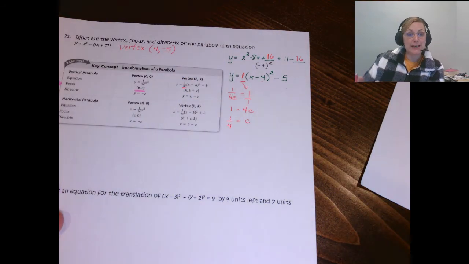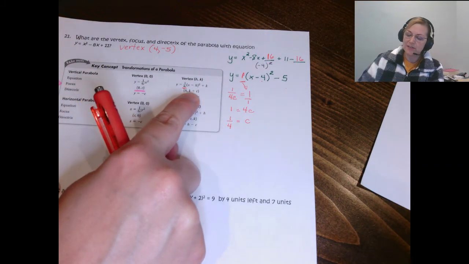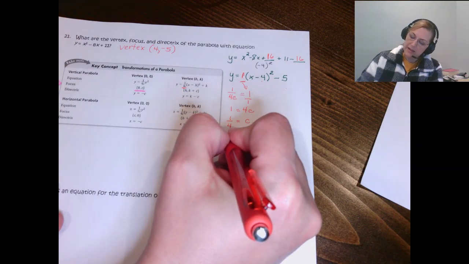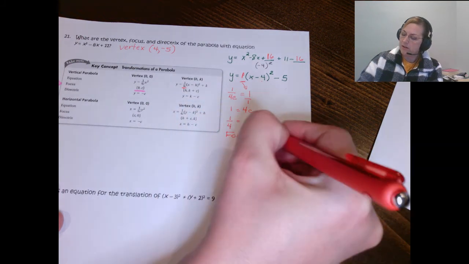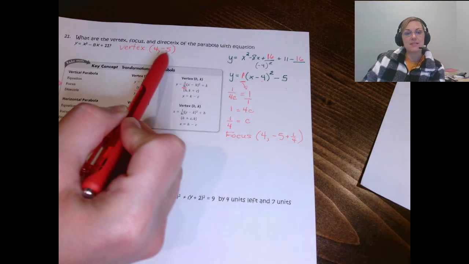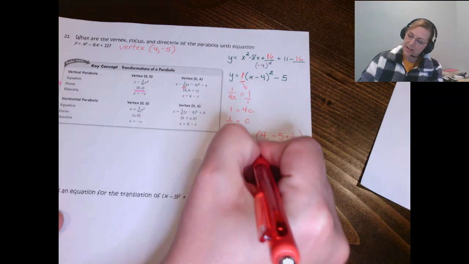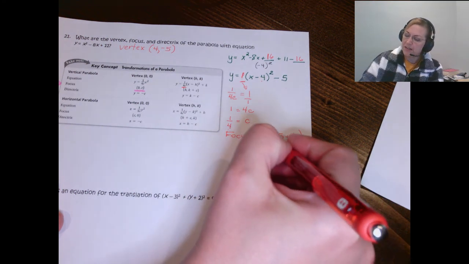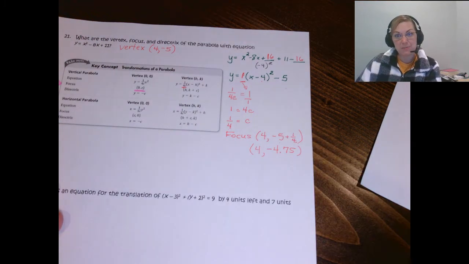Now my focus says, hey, just add that to the y component. So my focus is at 4, -5 plus 1/4. Okay, I took my vertex, I added my C value to my Y value so that I get 4. Let's see, -5 plus a quarter. If you want to do that in your calculator, I'd probably write it as a decimal. That'd be super easy, wouldn't it?